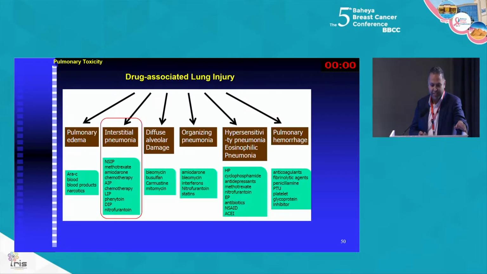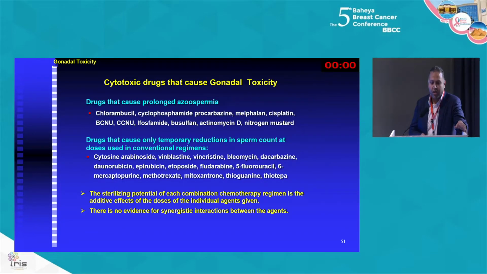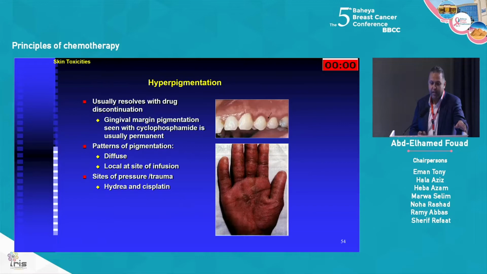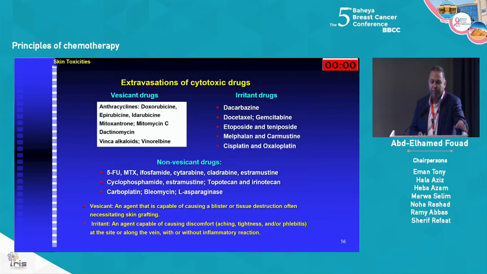Pre-existing pulmonary disease. Examples of lung toxicity: pulmonary edema, interstitial lung disease, lung hemorrhage. Also gonadal toxicity, secondary malignancy, hypersensitivity reaction, which may be early or late, and hyperpigmentation, usually reversible. Extravasation: drugs are classified as vesicant, irritant, or non-vesicant according to their effect on tissues.